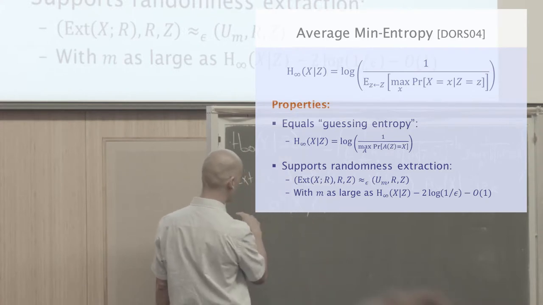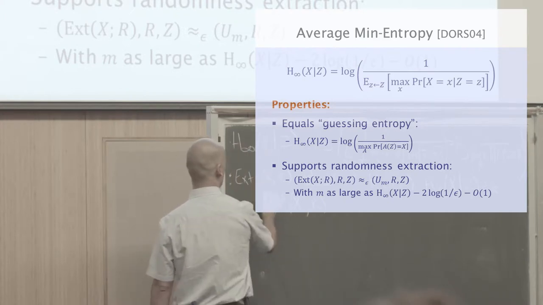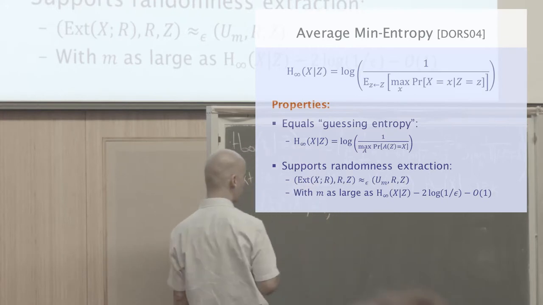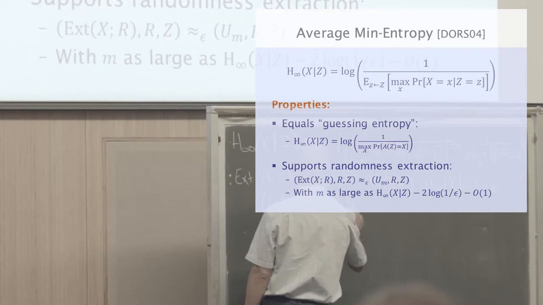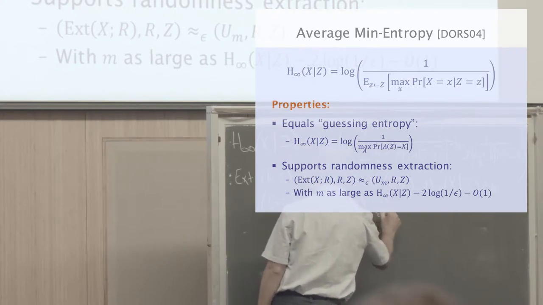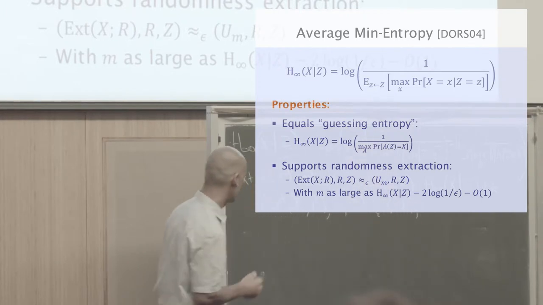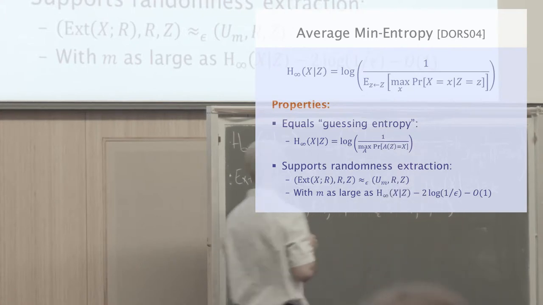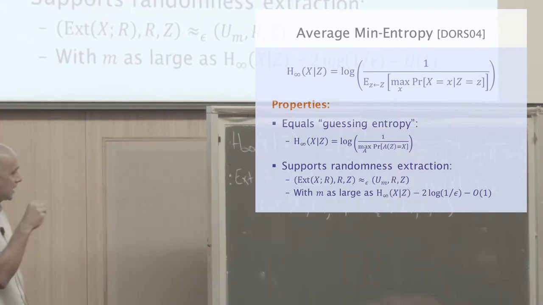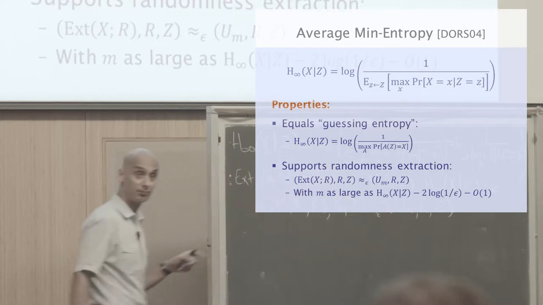All right, so an extractor takes two inputs. It takes its source and a uniform and independent seed of some length. And the output should be epsilon close to uniform in statistical distance, where m is the output length of the extractor here, even given the seed. So this is what's sometimes called a strong extractor, and also given the conditioning information, Z.